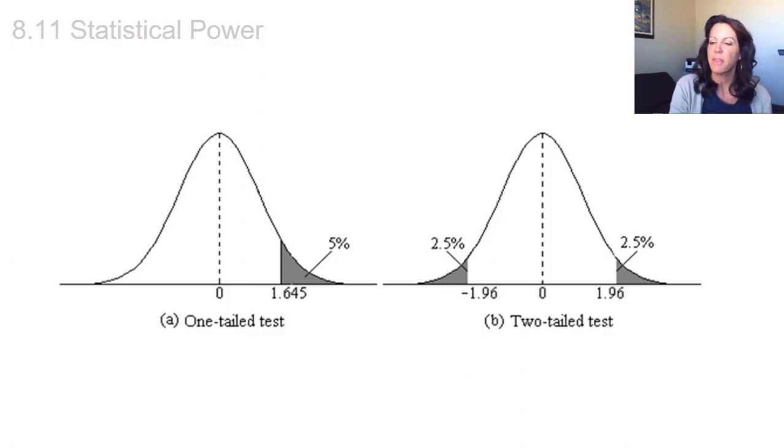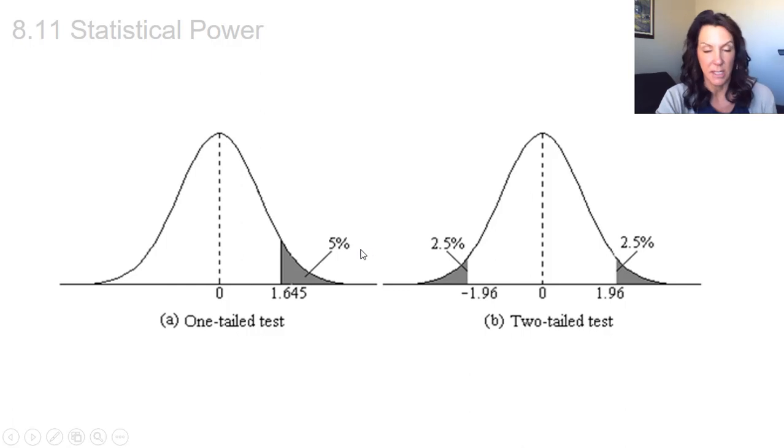So if I think that the mean of my sample is going to be higher than the population mean, I can do a one-tailed test and load all of the alpha into the right tail. Or if I think that my mean is going to be less than the population mean, I can load all of my significance area or my alpha in the left tail. So this is called a one-tailed test.